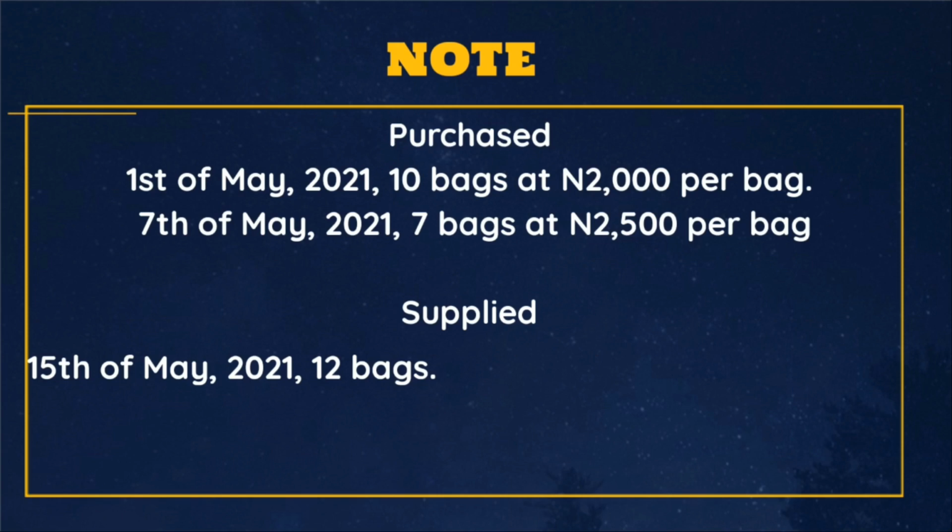So as at 7th of May, if you are talking about average cost, that means we are going to find the total cost on the 1st of May, add it to the total cost on the 7th of May, and now divide everything by the total quantity. That is going to give us the average cost.